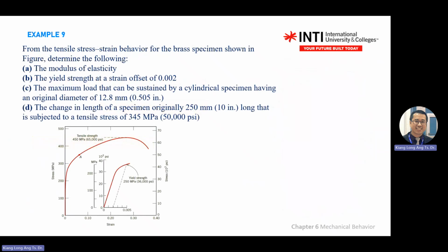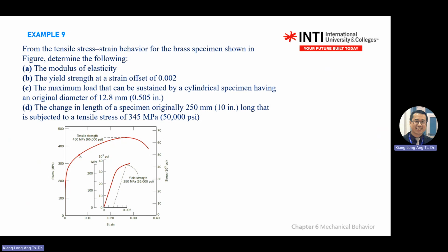Okay, so example 9. It's good that you download the tutorial question, Chapter 6 tutorial question. You see a graph there. It asks you to find the modulus of elasticity and the yield strength offset at 0.002. Of course, in the test we won't be this direct. We will tell you to calculate the yield strength at 0.2%. So you need to find the value of this one.